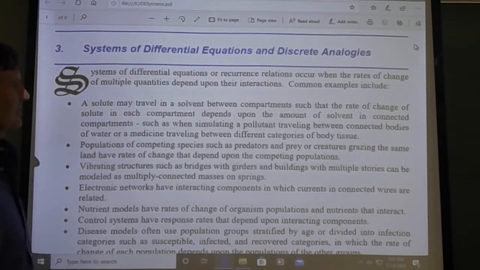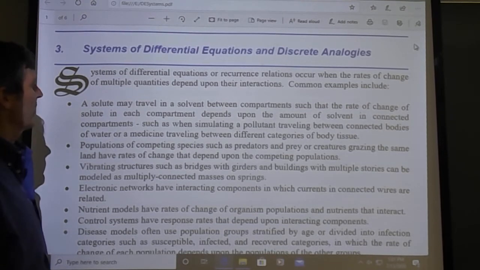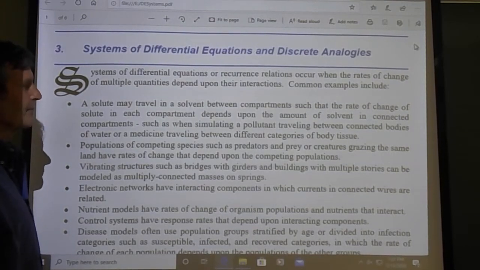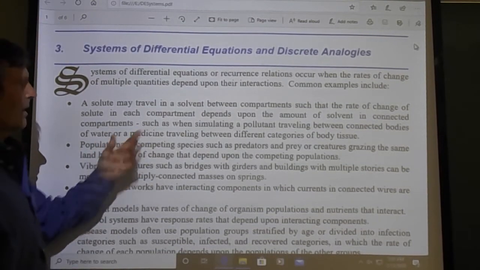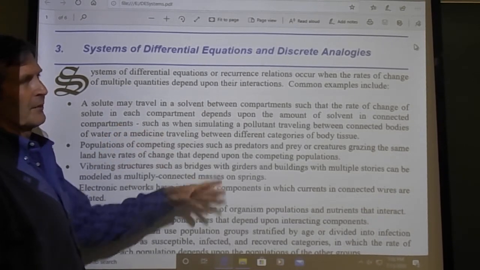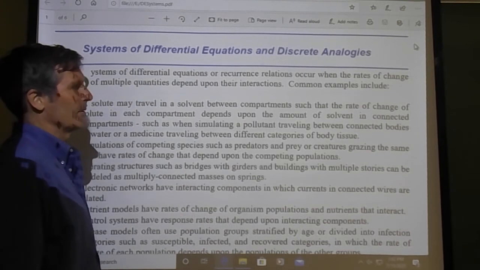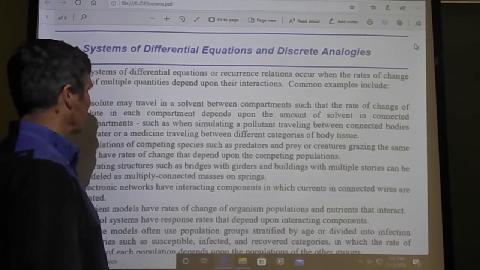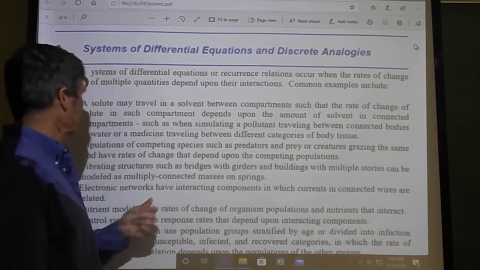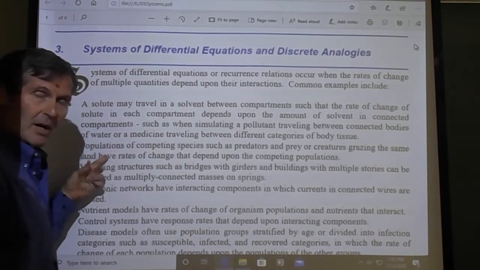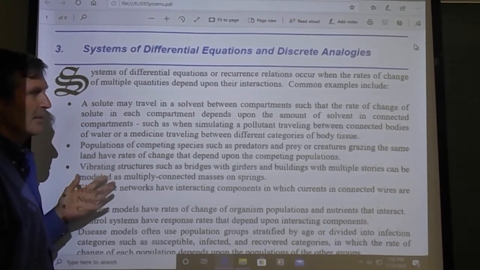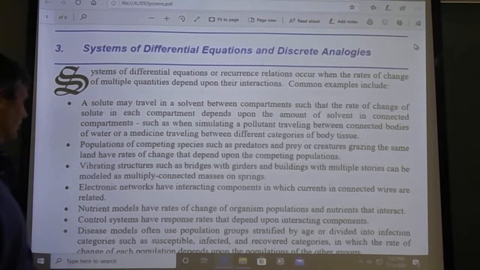Here are some applications. You can see how these things naturally arise. You can have a solute travel in a solvent, like pollutant in water or something like that, or salt in water, and go between different compartments. They use these in models of the Great Lakes to model the flow of pollution around, or you can model the flow of a medicine in the bloodstream, that kind of thing. Population models often have these. You've maybe heard of predator-prey models where the predators and the prey compete. There are differential equations for those.